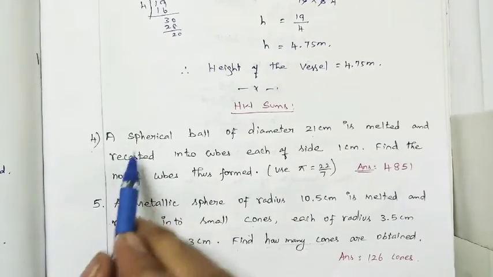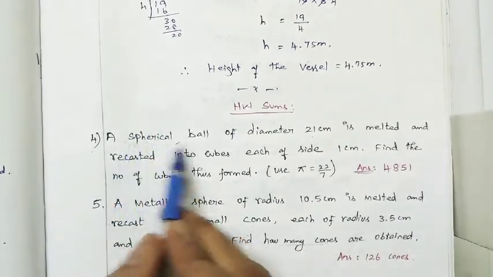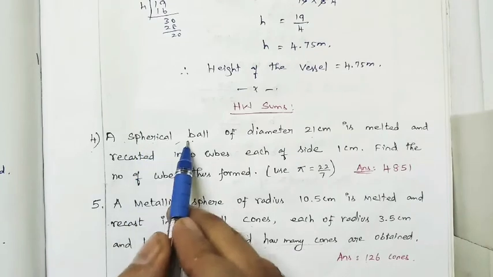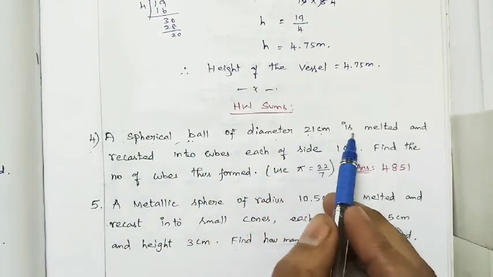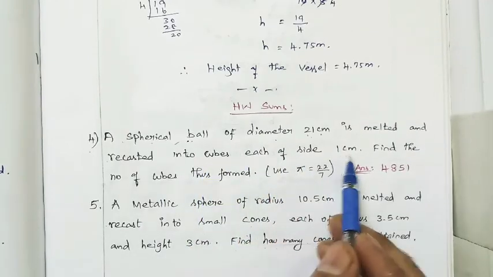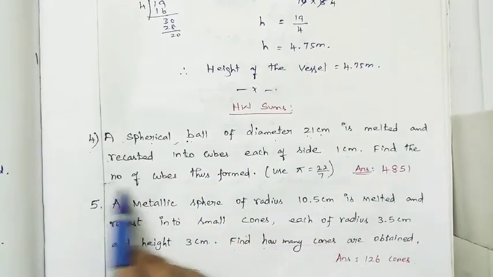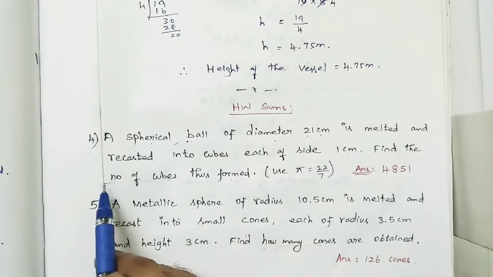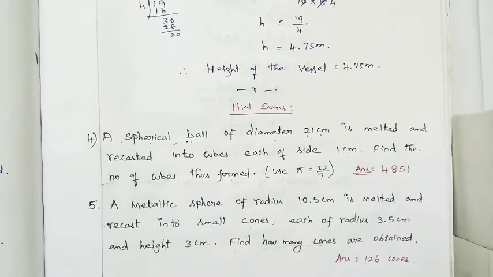Sum number 4, a spherical ball. So what is the shape of the ball? Spherical, sphere, right? A spherical ball of diameter 21 centimeter is melted and recast into cubes, each of size 1 centimeter. Find the number of cubes thus formed. Sorry, this sum we have already completed. This is not your homework sum.